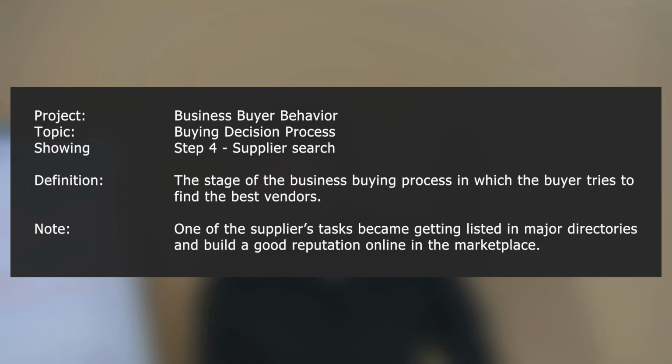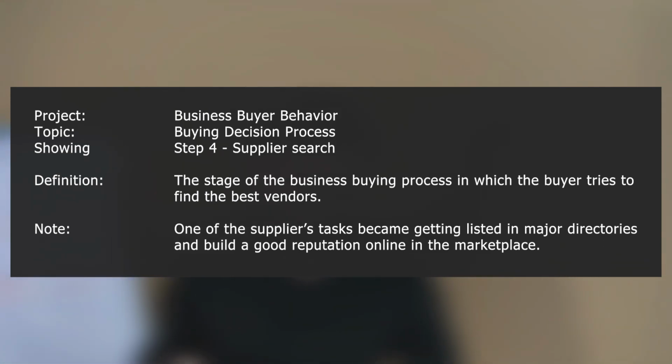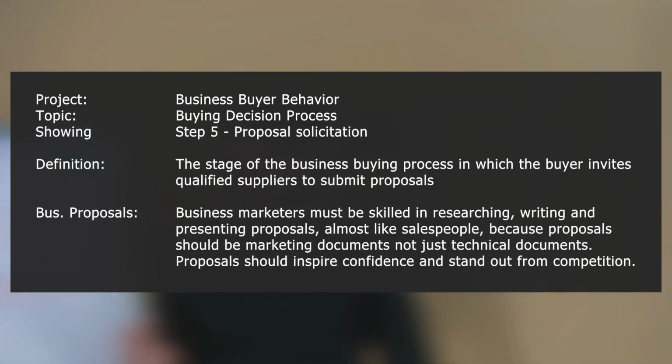Considering the popularity of the internet, in supplier search, one of the supplier's tasks became getting listed in major directories and build a good reputation online in the marketplace. In business proposals, business marketeers must be skilled in researching, writing and presenting proposals almost like salespeople, because proposals should be marketing documents, not just technical documents. Proposals should inspire confidence and stand out from competition.